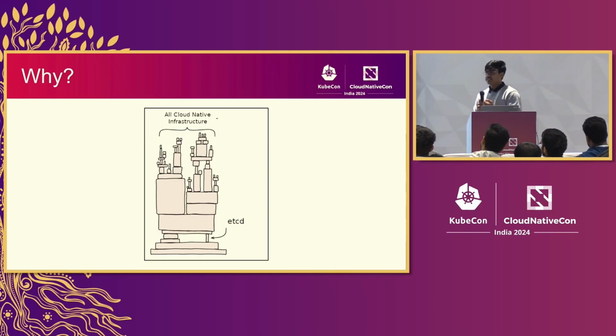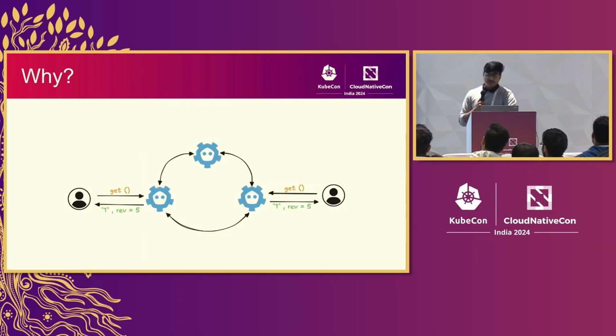As we know, etcd is a very critical component of Kubernetes infrastructure. And like the image shows, if etcd fails, if suddenly it starts giving out wrong information about the cluster, then the entire cluster becomes unstable. And basically, the entire infrastructure will fail.